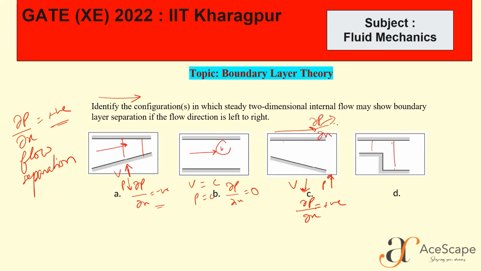The del P by del X, its magnitude can decide whether the flow may separate or not. But in option D, it is for sure. If you are asking in which case internal flow may show boundary layer separation, in C also it can show the separation, and in D it will show it for sure. So this was the basic concept we have to follow, that del P by del X should be positive, and whatever the case is, we can select from the options. So this was a basic question. I hope you understood.